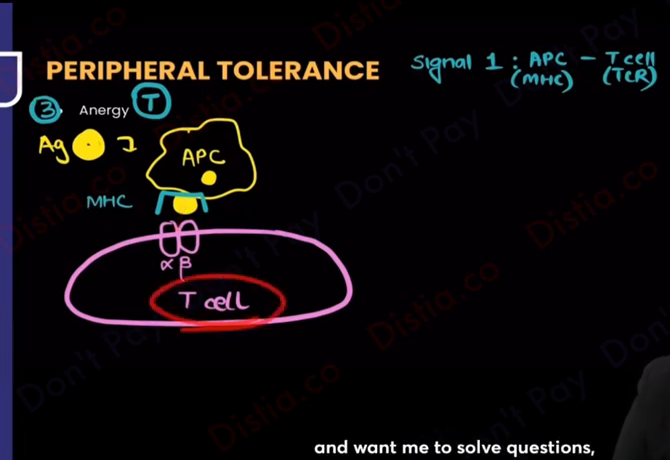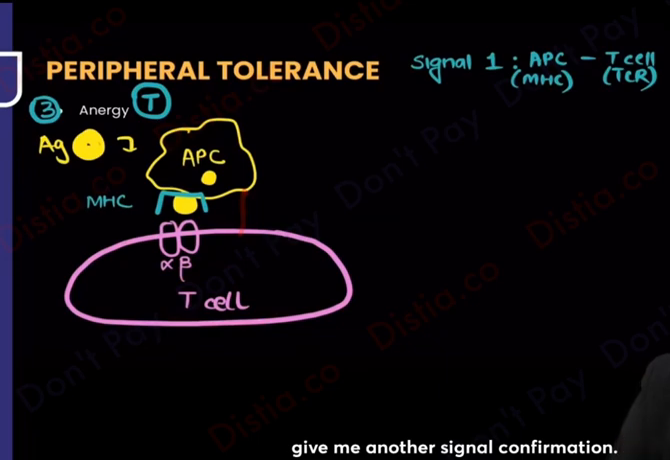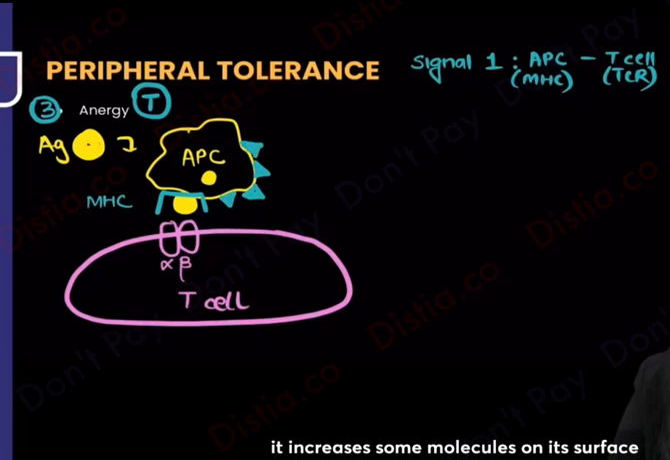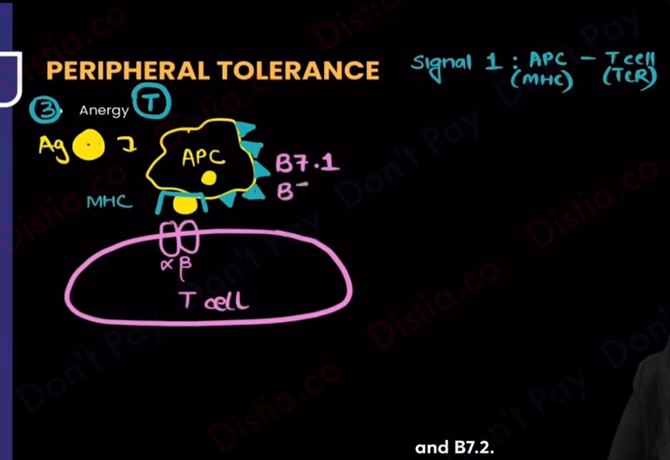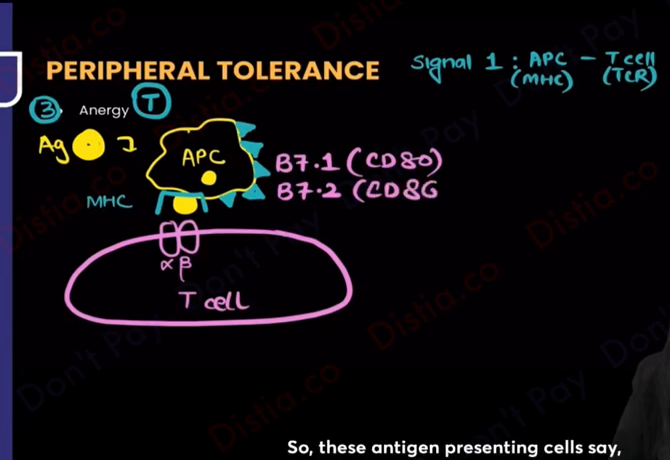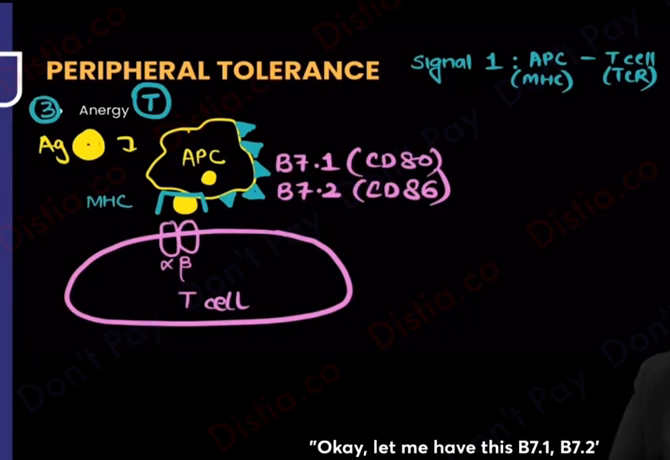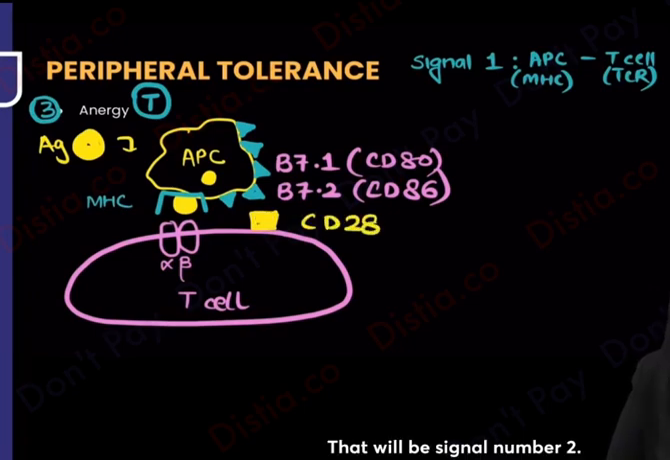If you want me to work and want me to solve questions, give me another signal, confirmation that this is actually coming. So now this antigen presenting cell increases some molecules on its surface, and those molecules are known as B7-1 and B7-2. In other words, they are also referred to as CD80 and CD86. So these antigen presenting cells say, okay, let me have this B7-1, B7-2, and they will go and bind to something on the T cells which is known as CD28. That will be signal number 2.